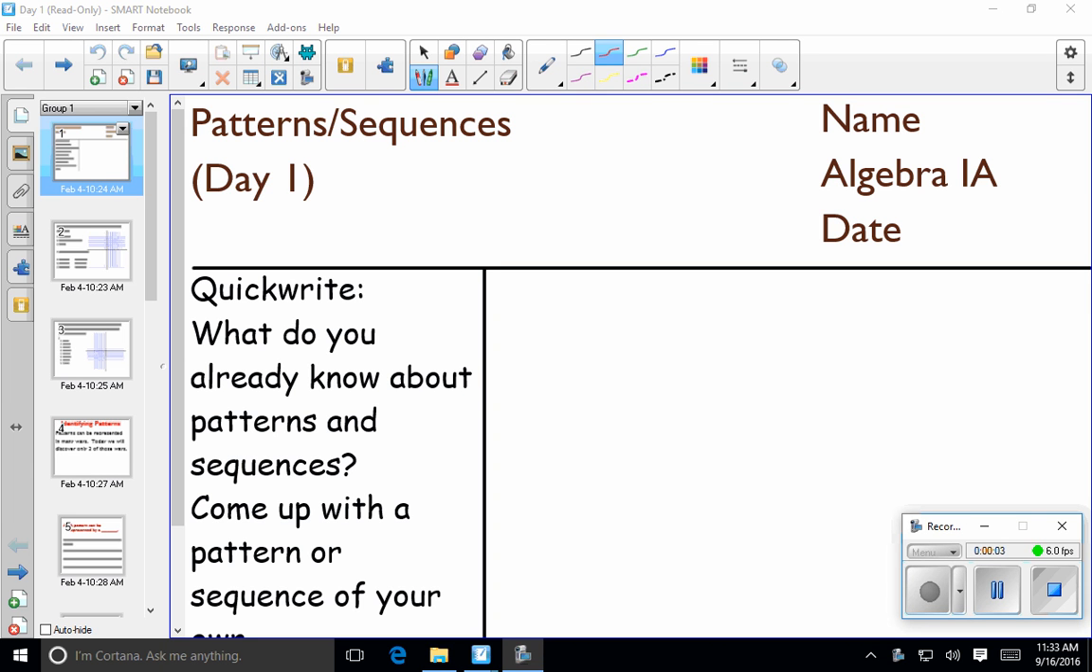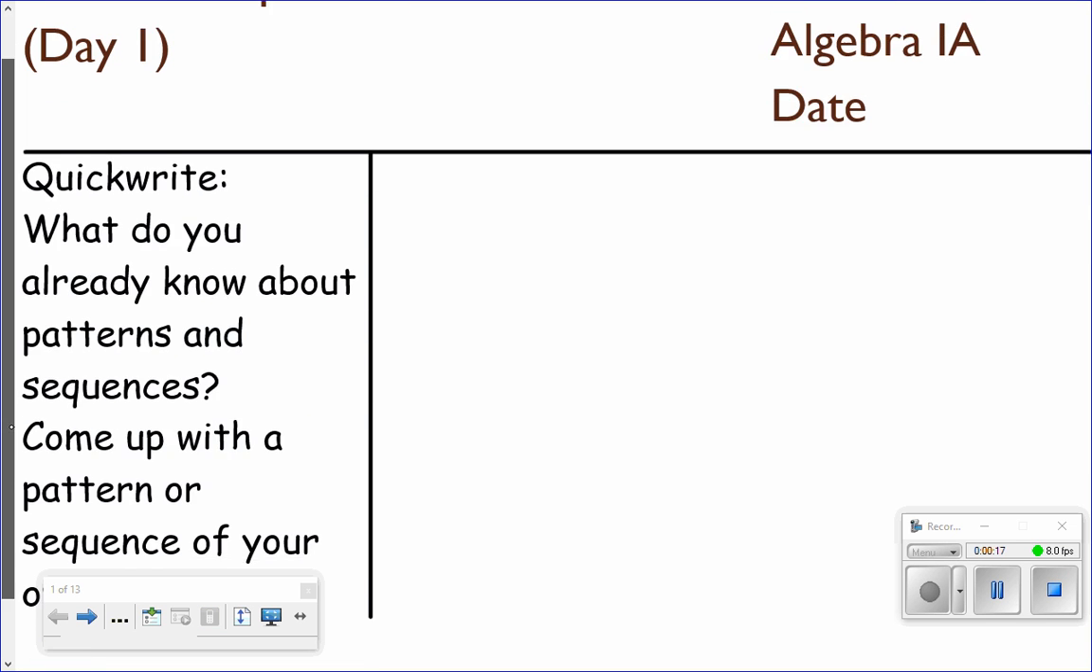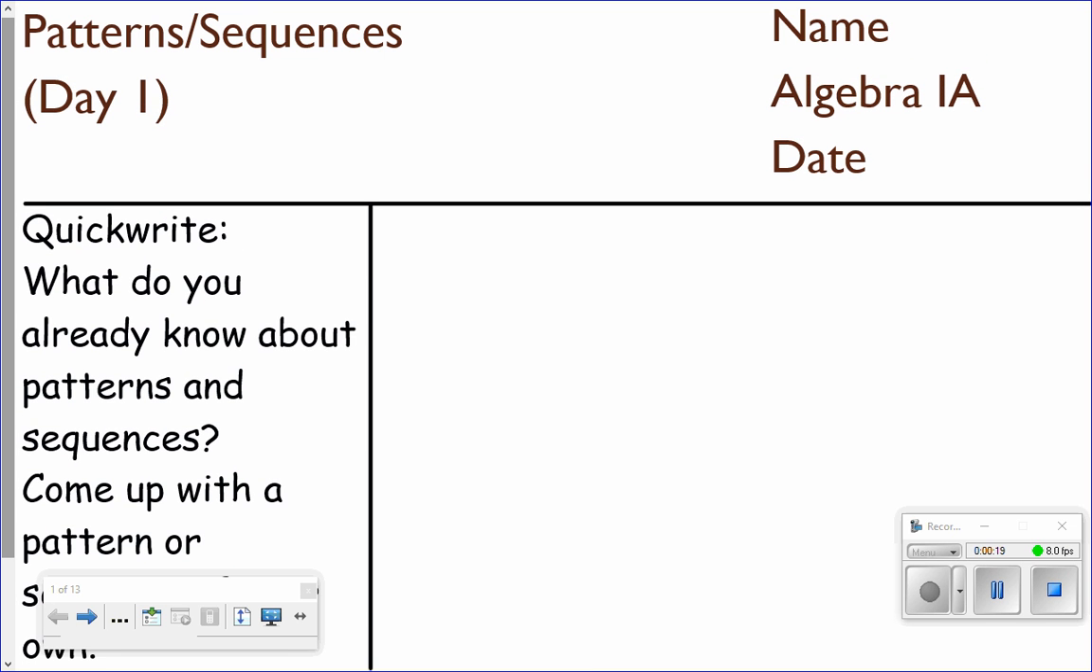Okay, this is the first day of a short unit we put together for Algebra 1A. It's called Patterns and Sequences. And so we might acknowledge that the question here that we have to answer is, what do you already know about patterns and sequences? And come up with a pattern or sequence of your own. So a pattern or sequence is just a list of numbers that has any kind of pattern.